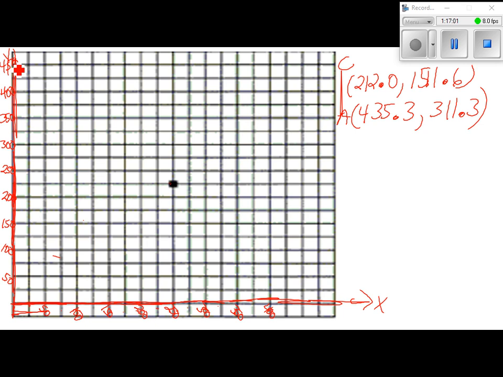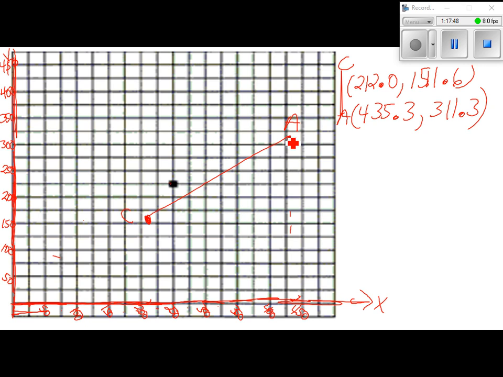Chelsea was 212.0 and 151.6. So we go out to 212, which is going to be somewhere about in here, and up 151.6, which is going to be somewhere about in here. So that's Chelsea. Amy was 435, should have went out another one here, that's 450 out there. So she's going to be 435, that's out in here somewhere, and up 311. Going up this way, 311 would be somewhere about in there. That's Amy.